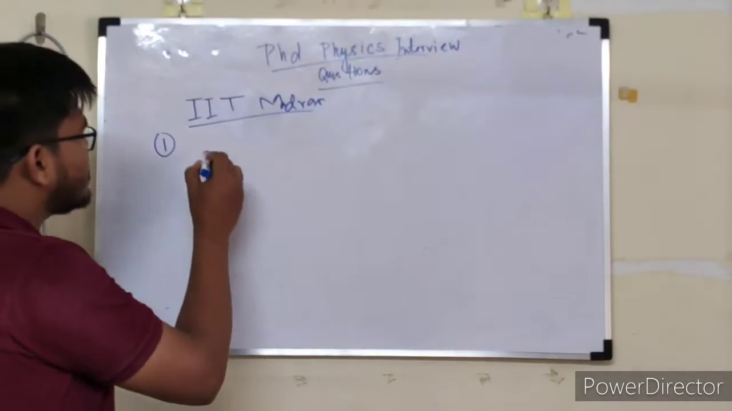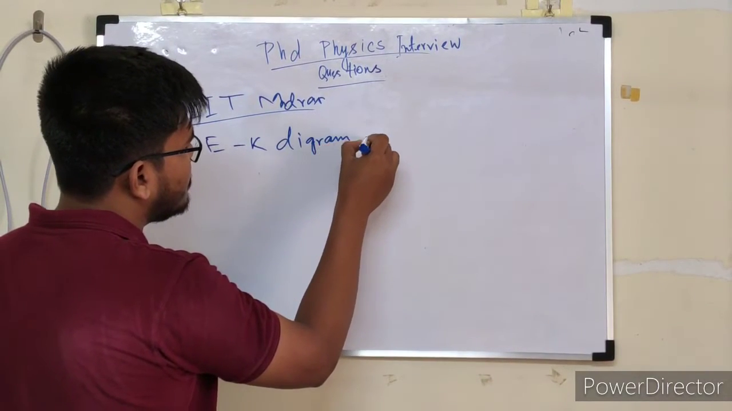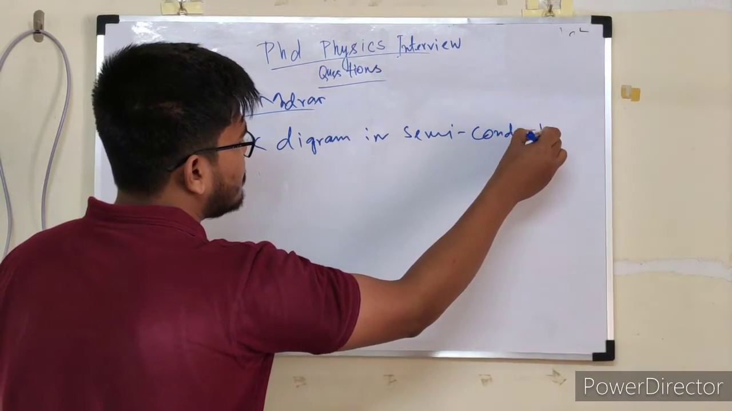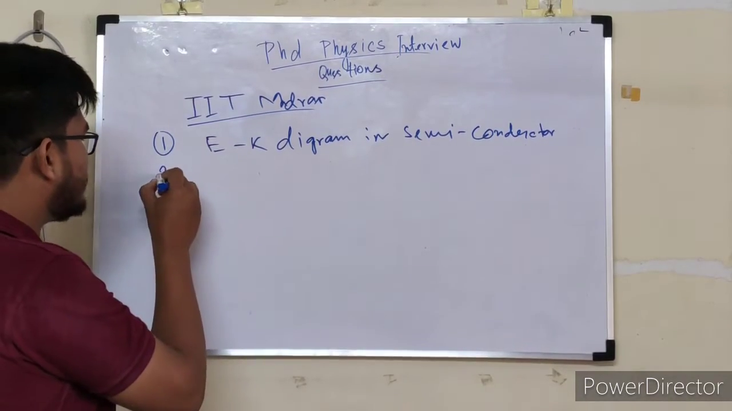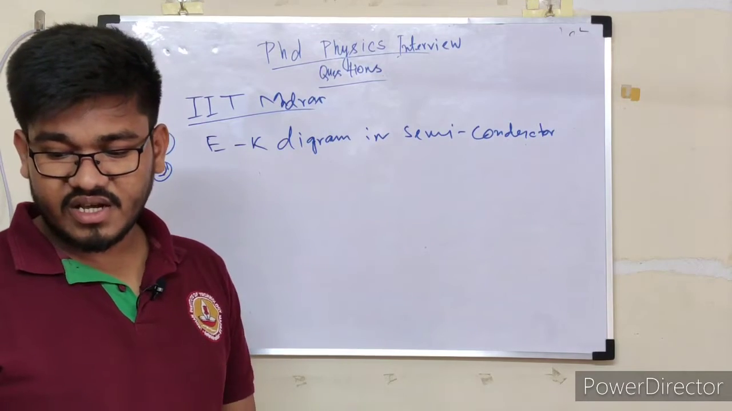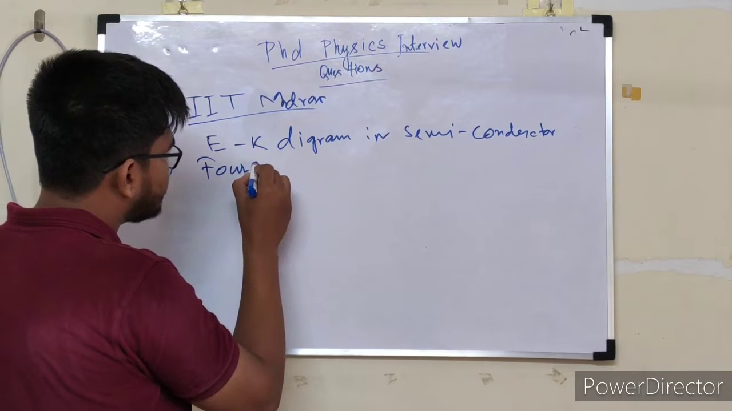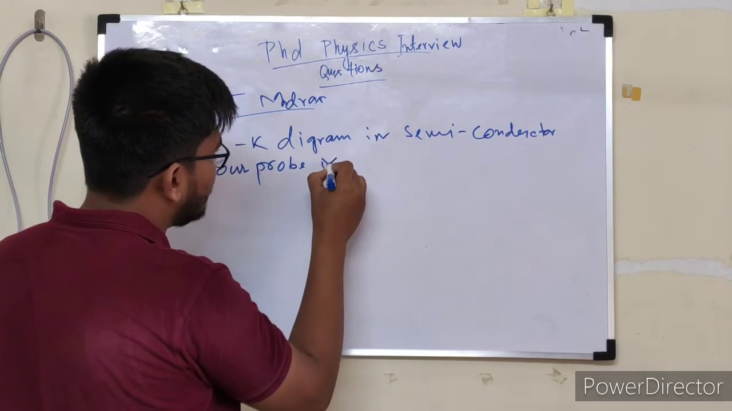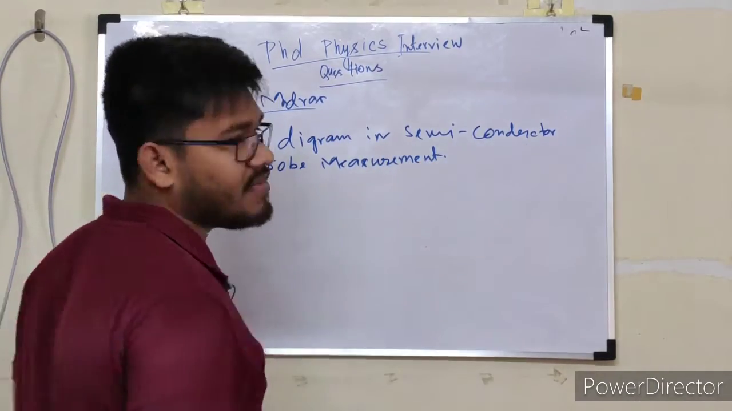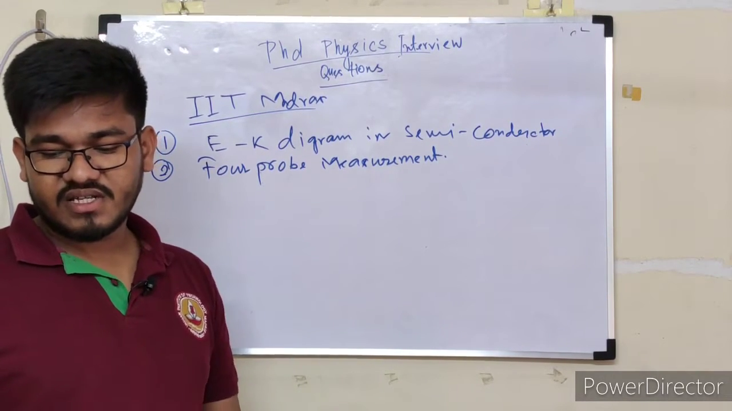The initial question was the E-k diagram in a semiconductor. As you know, this is very simple. Then the immediate second question was the four-probe measurement circuit diagram. So you must prepare some experimental measurement that you have done in your MSc. That is better for an experimental condensed matter physics interview.